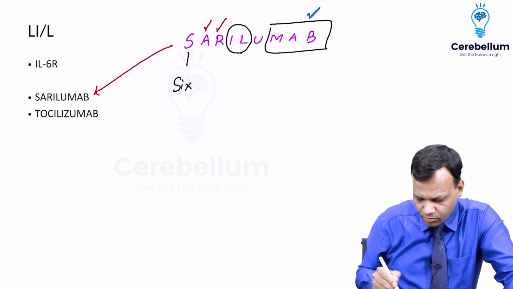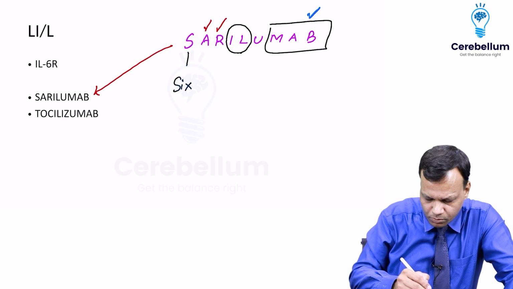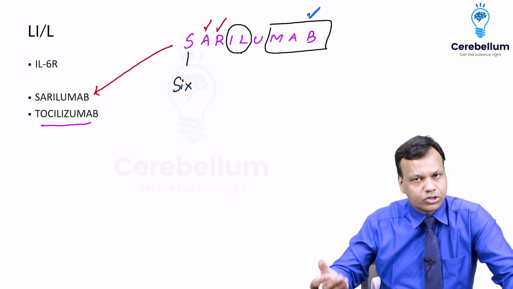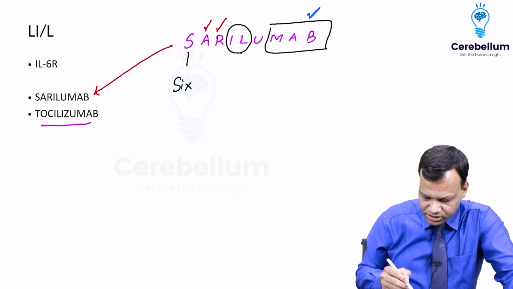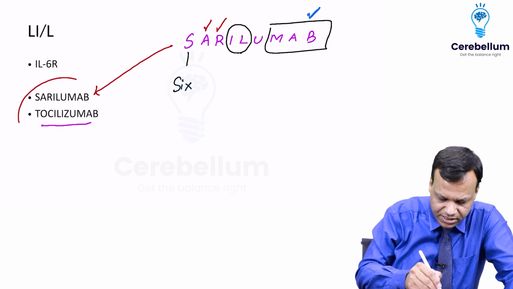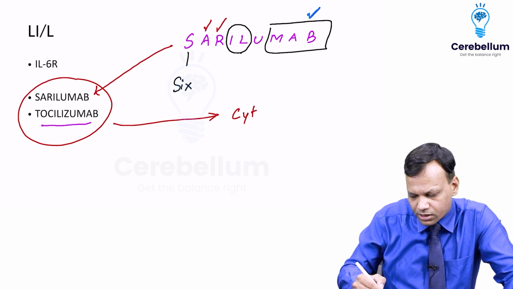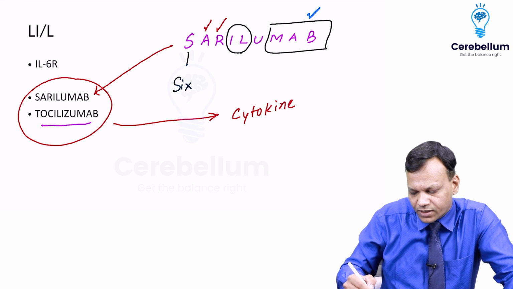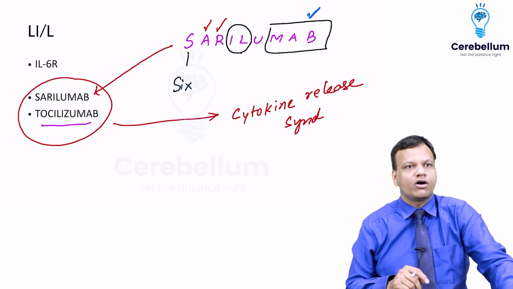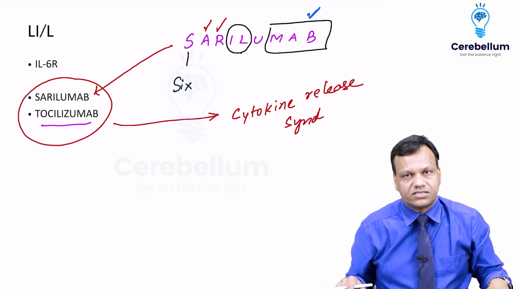Then second, also you need to remember tocilizumab. It is also a monoclonal antibody against interleukin 6. It is also used in rheumatoid arthritis. Now, second thing to remember, both of these drugs, sarilumab and tocilizumab, are also approved for cytokine release syndrome.